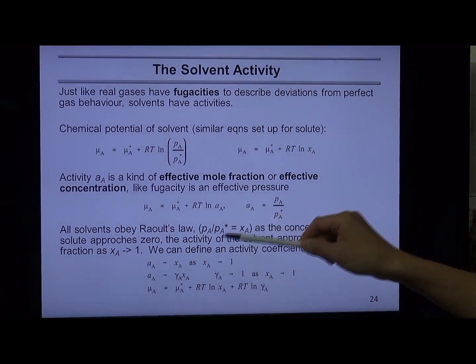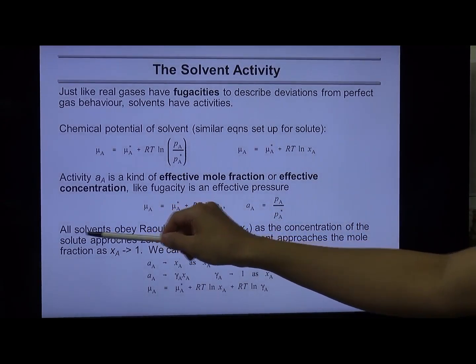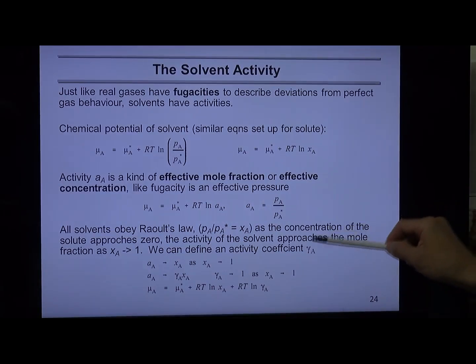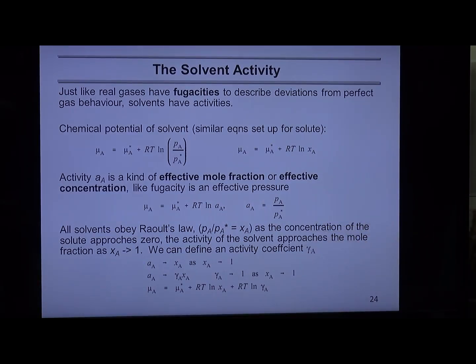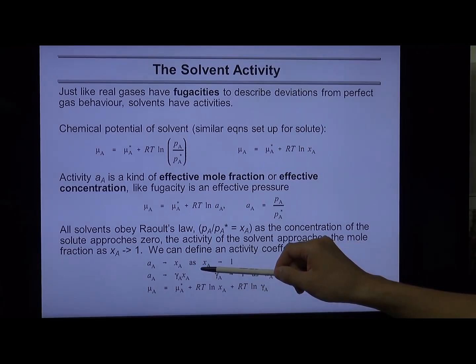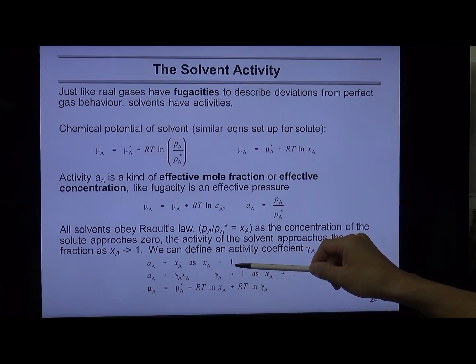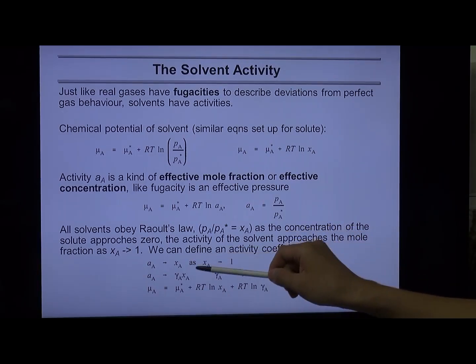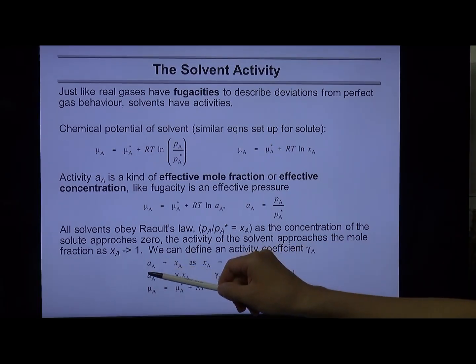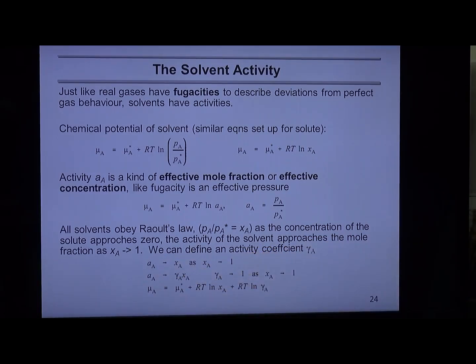Because solvents should follow Raoult's law. So if you represent this as an equation, which means that as XA approaches 1, meaning that the concentration of solute approaches 0, then the activity aA approaches XA, the mole fraction.